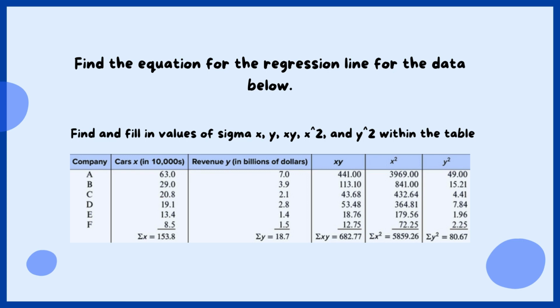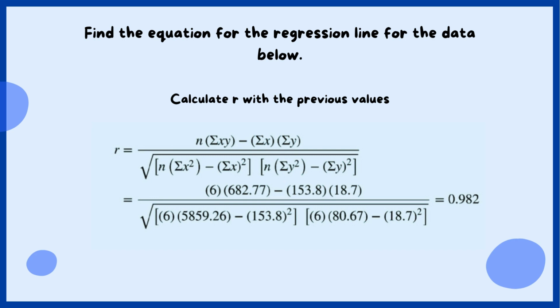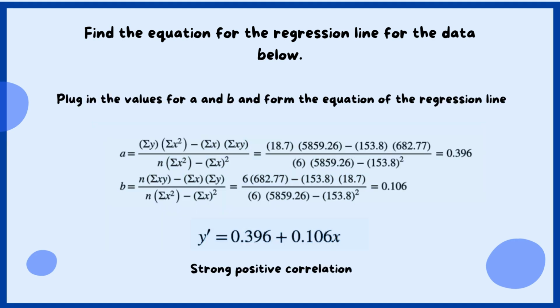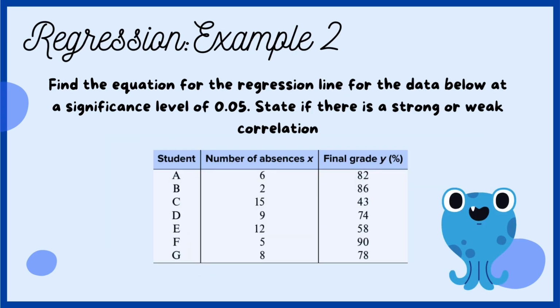Find and fill in the values of sigma x, y, xy, x squared, and y squared within a table. Calculate r with the previous values. Plug in the values for a and b and form the equation. Now there is a strong positive correlation.